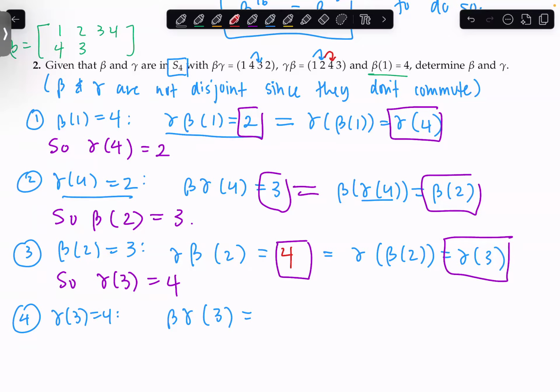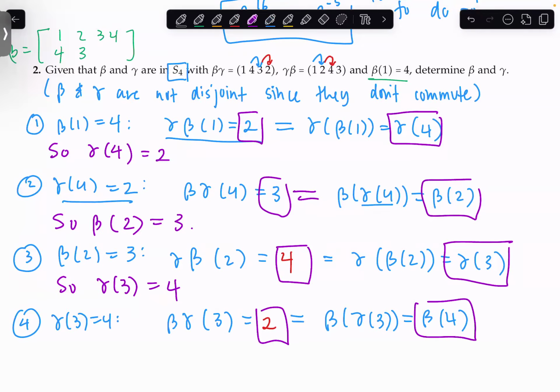Right, again, I look at my cycle notation. I find my 3 and I decide what is it mapped to? The thing right next to it. And if it's the last thing in my cycle notation, it goes back to the front. So here the 3 goes to 2. So that full composition will send 3 to 2. And now I look at it in pieces instead. And gamma 3 gave me back 4. So this is telling me beta of 4 will give me back 2.